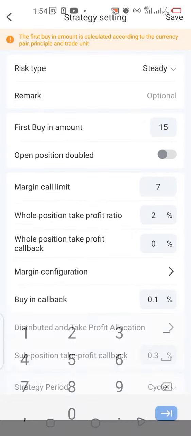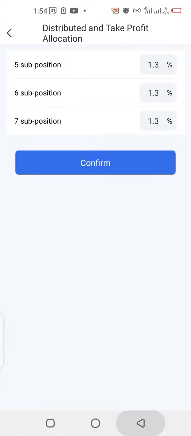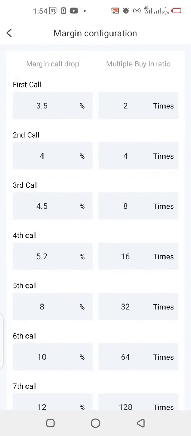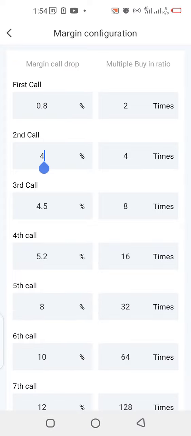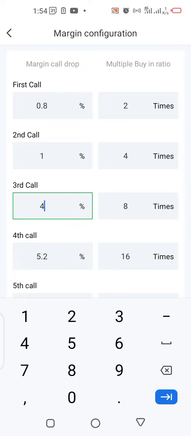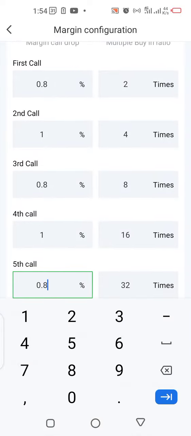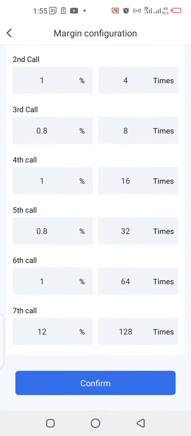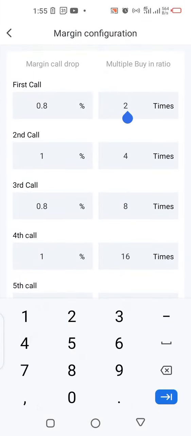Maybe your take profit is 2%, or depending on the signal given. Here put 0, then here 0.1 is okay, or 0.5, then this one also make it 0. The 1.3 for the 3 margin calls is okay. Then come to this side where there's the margin call configuration. You will not go wrong: 0.8, 1%, 0.8, 1%, 0.8, 1%, 0.8. You see?